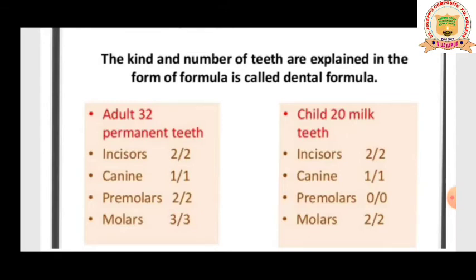In the case of a child or milk teeth, incisors, canine, premolar and molar will be in different numbers. We don't have premolars in our milk teeth. So 2102 will be the formula for milk teeth. The dental formula during childhood or for milk teeth is 2102 by 2102, and for the adult it is 2123 by 2123.